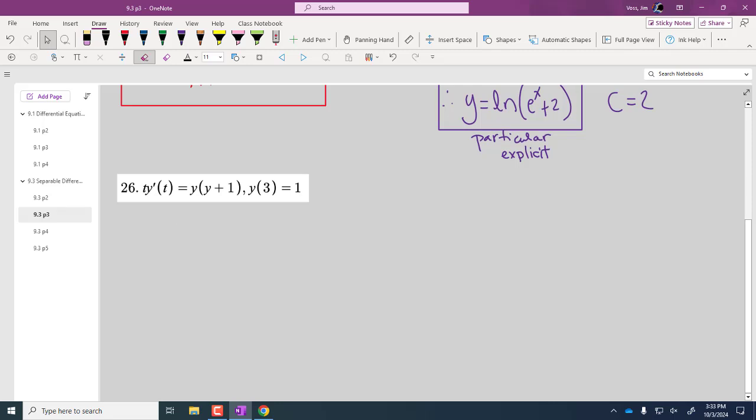So 26. So t times dy dt equals this product.